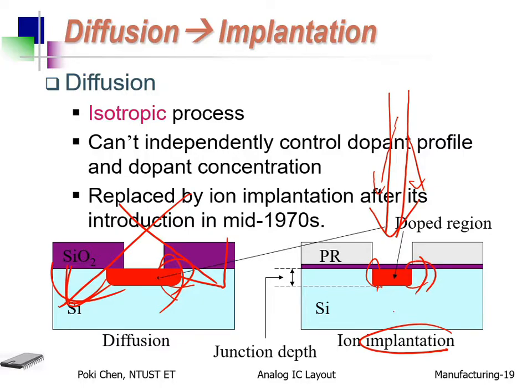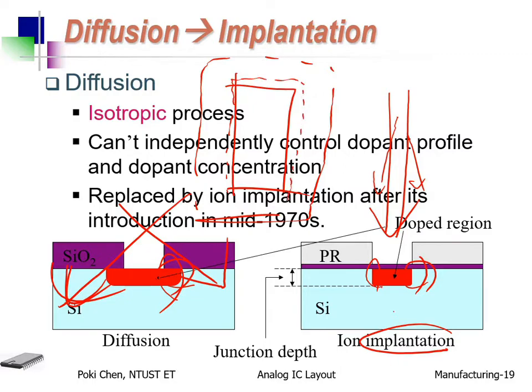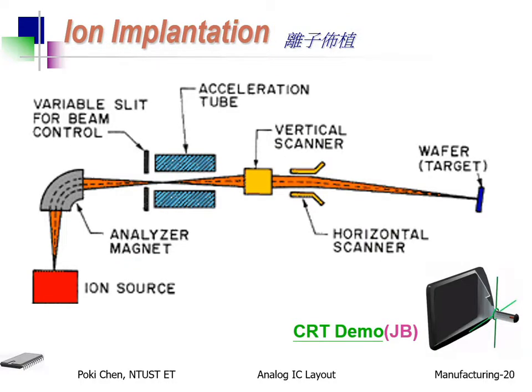So what is the major difference? Again, that is what you plot. During layout, with diffusion, you may have a much wider area for side diffusion. But with implantation, it is much smaller for such side diffusion or side implantation. Then, this is an even better explanation for ion implantation.